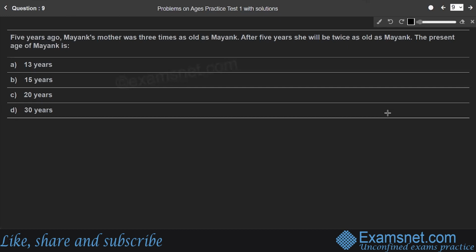Question number 9. 5 years ago, Mayank's mother was 3 times as old as Mayank. After 5 years, she will be twice as old as Mayank. The present age of Mayank is. Let us assume his present age is x years, right? And his mother's age be y years, right? And it is given that 5 years ago, his mother's age was 3 times his age.